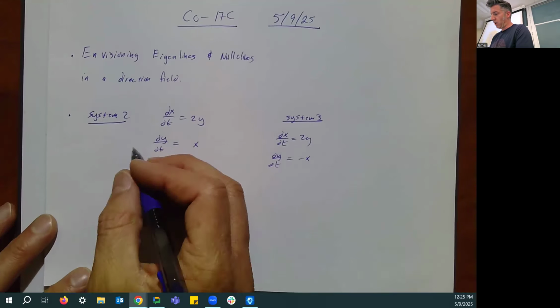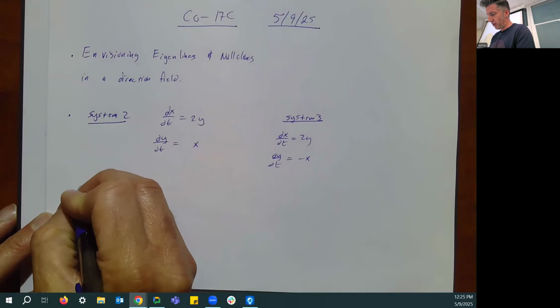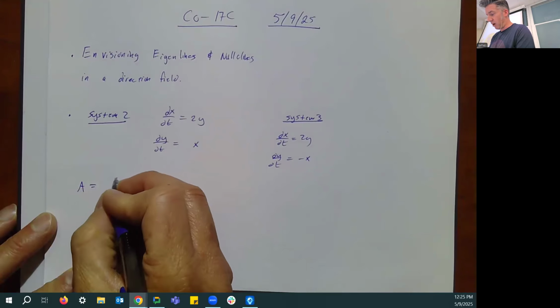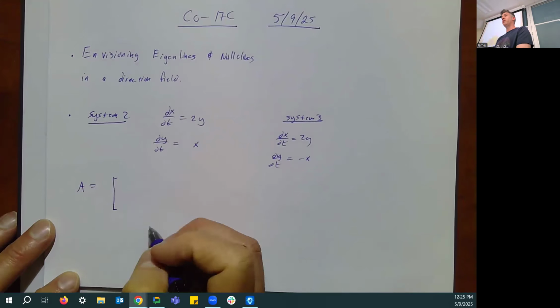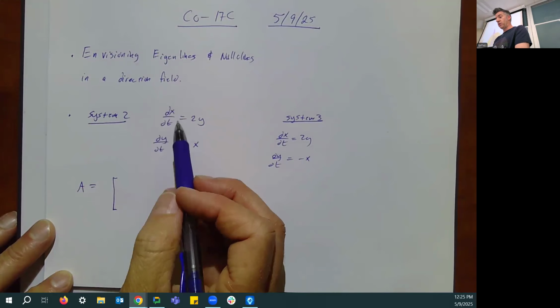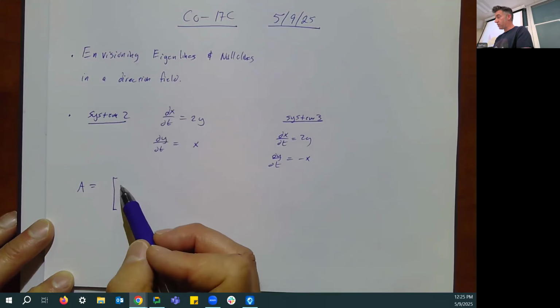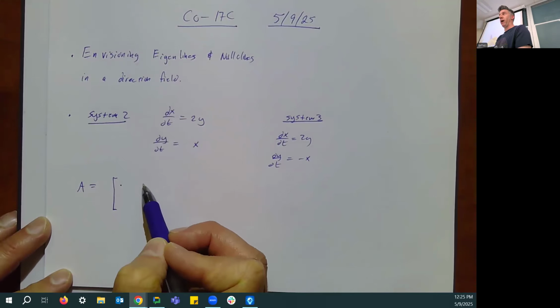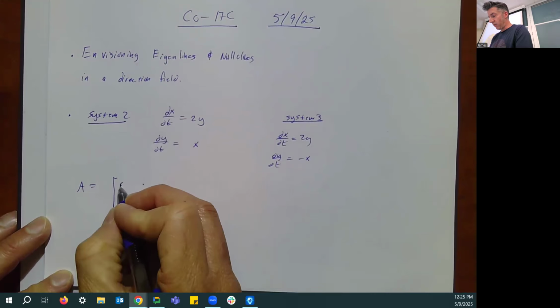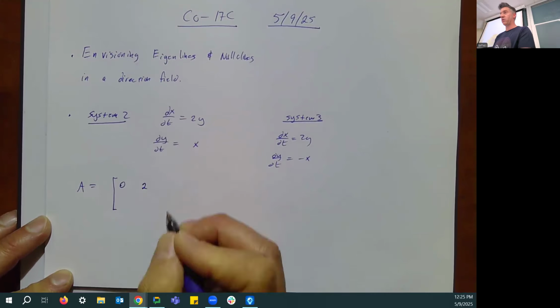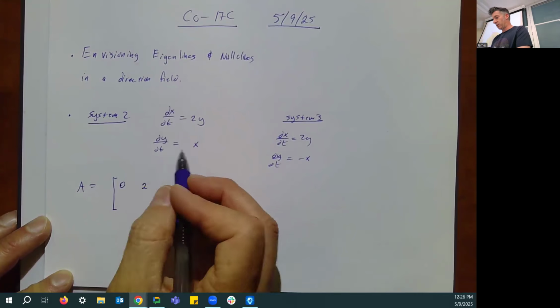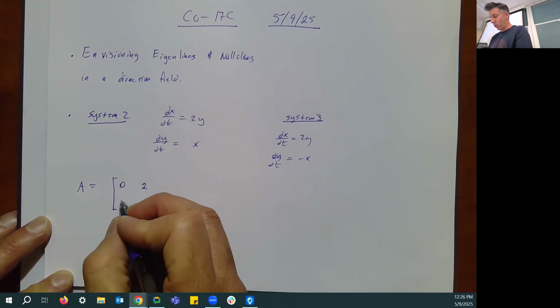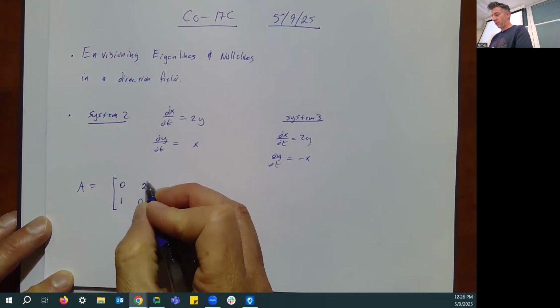All right, so let's write the matrix for system 2. The matrix here is going to be, now we have to be careful here. When you're writing out the matrix, it should be whatever your derivative is equal to, coefficient of x, then the coefficient of y. So that should be a 0 for the coefficient of x and a 2 for the coefficient of y. And then for the second equation, dy dt equal to x, that's a 1 for the coefficient of x and a 0 for the coefficient of y.